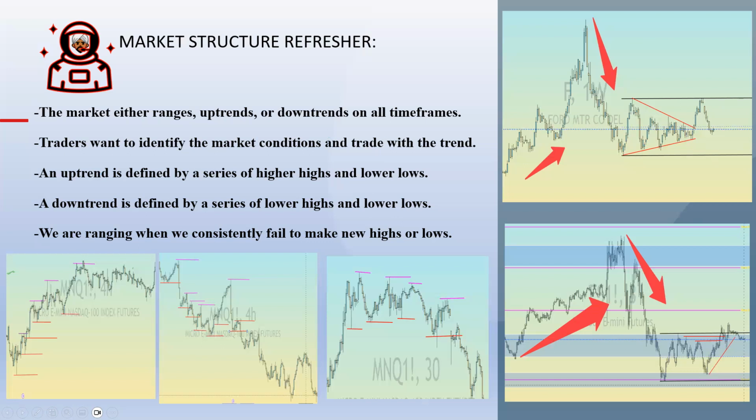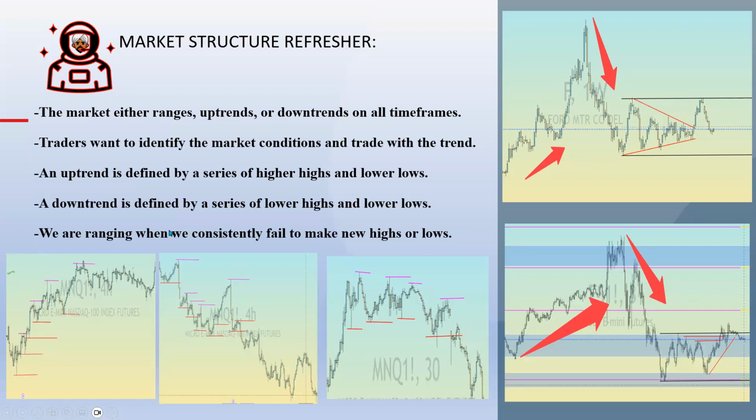What you want to do as a trader is identify the market conditions and trade with the trend. An uptrend is defined by a series of higher highs and higher lows, as you can see right here on NASDAQ on the 4 hour. Higher low, higher low, higher low, higher low, higher high, higher high. We just keep doing it like this until the trend's over. Downtrend, same thing: lower highs, lower lows, lower high, lower low, over and over until it stops.